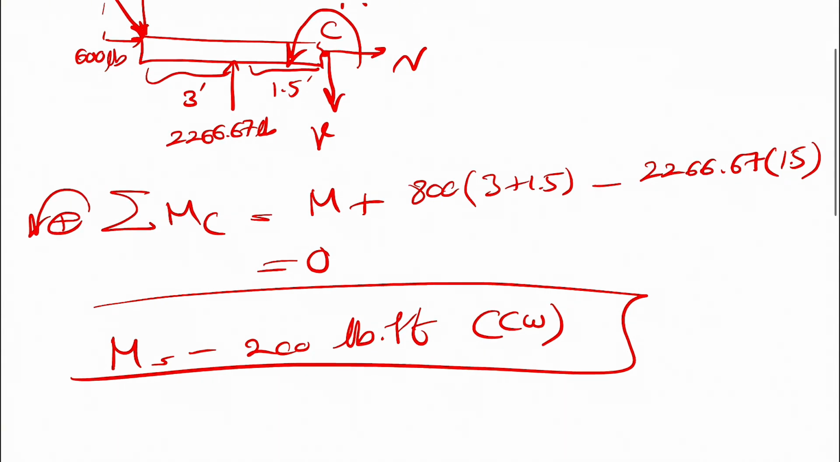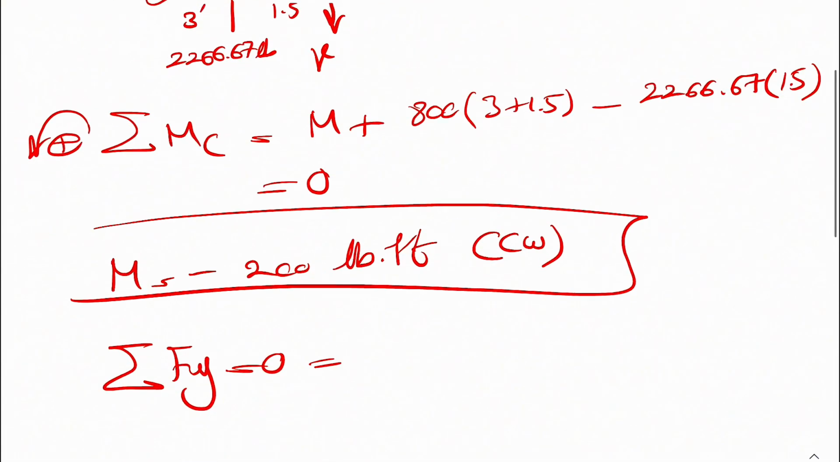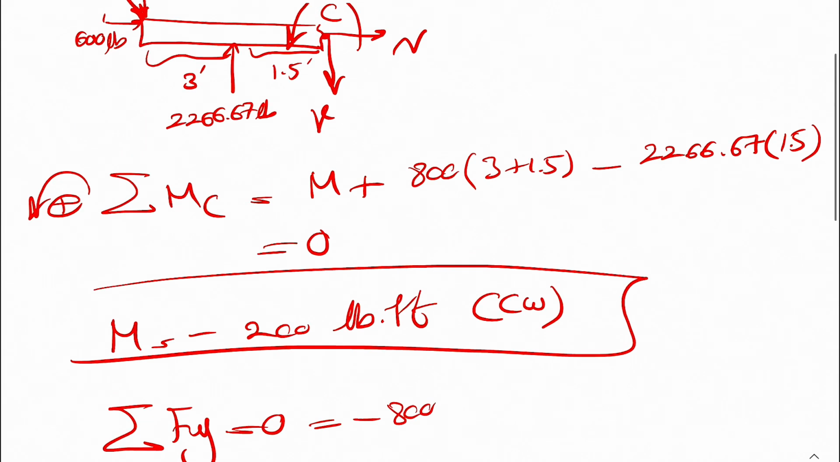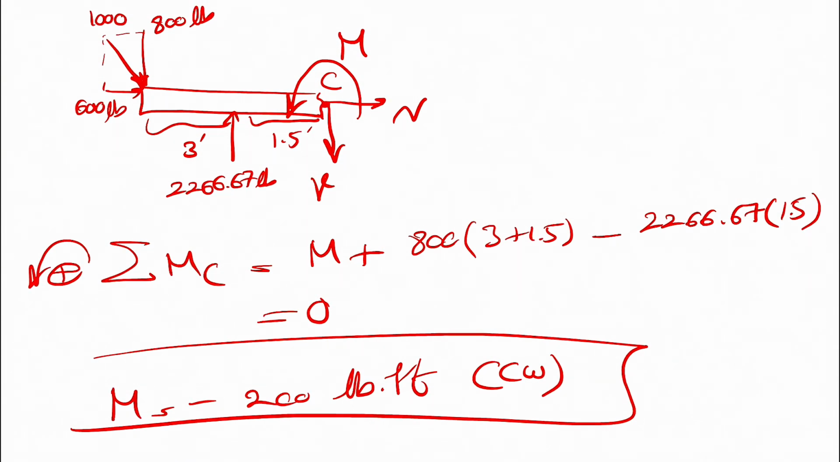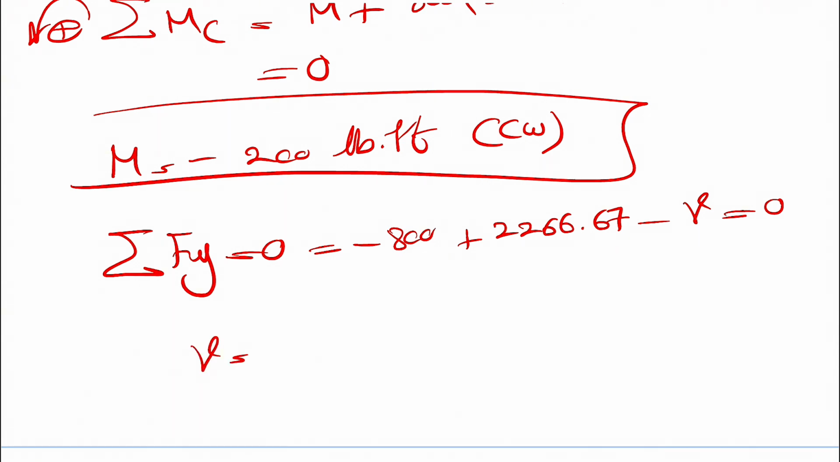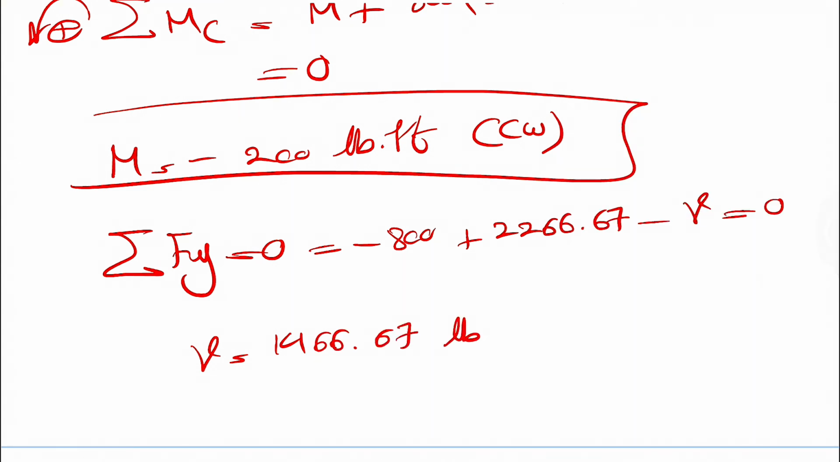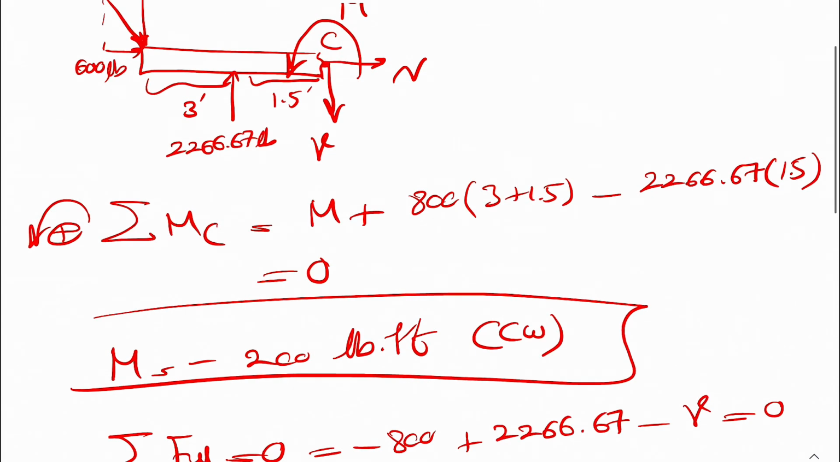So we just have to find the force V in here. For that, I'm just going to do the sum of all forces in y equals 0. So we're going to have minus 800, which is the y component of the 1,000 pound force. We're going to have AY, which was 2266.67. We're going to have minus V since it's downward, equals 0. So our V would be 2266.67 minus 800, or 1,466.67 pounds. We did not get any negative sign, so that shows that it's actually downward.